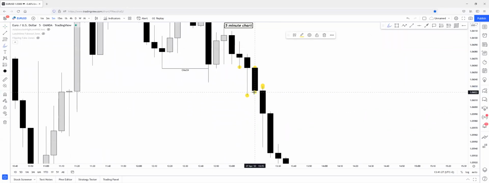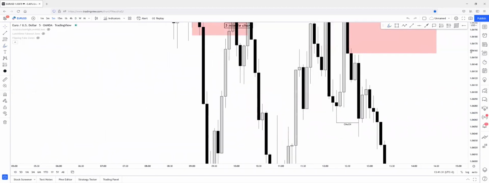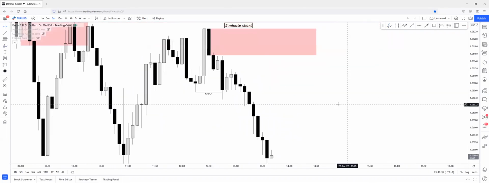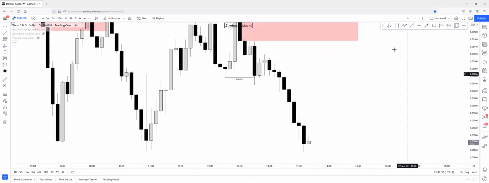No inefficiency. Maybe right here. Yeah, that's the only inefficient area. If you're not sure where the inefficiency has kicked into the market, just mark your candles like this. So this is the easiest way to track the inefficiency.